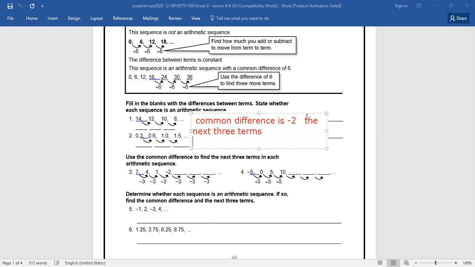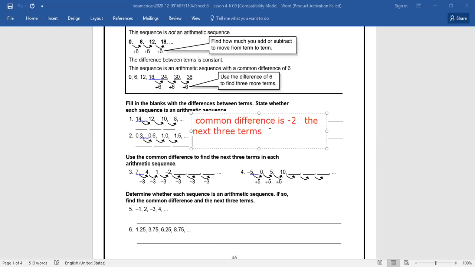For question number one, we are working on question number one. So we want to find the next three terms. How will we find the next three terms now? How will we find the next three terms? Go on. The next terms will be 6, 4, 2. Exactly, thank you. We must subtract 2.